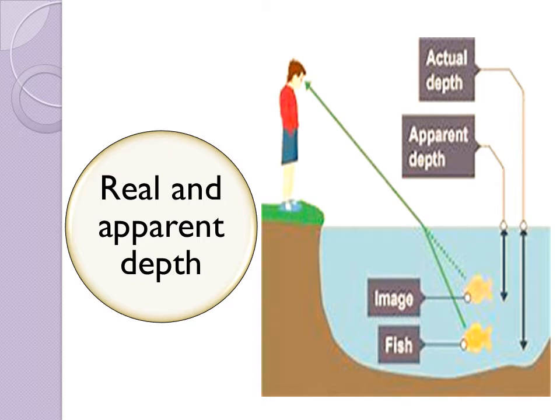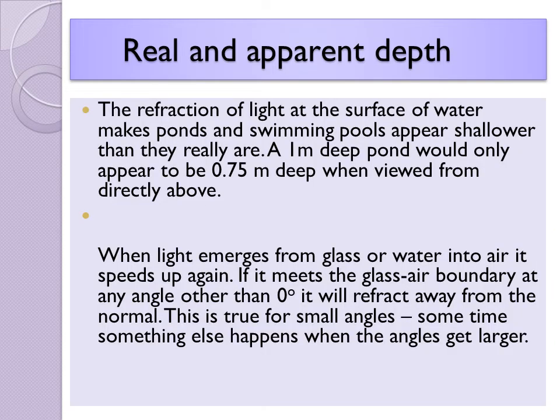Today we are going to start our next topic, and the name of the new topic is real and apparent depth. So what is real and apparent depth? The refraction of light at the surface of water makes ponds and swimming pools appear shallower than they really are. A 1 meter deep pond would only appear to be 0.75 meter deep when viewed from directly above.